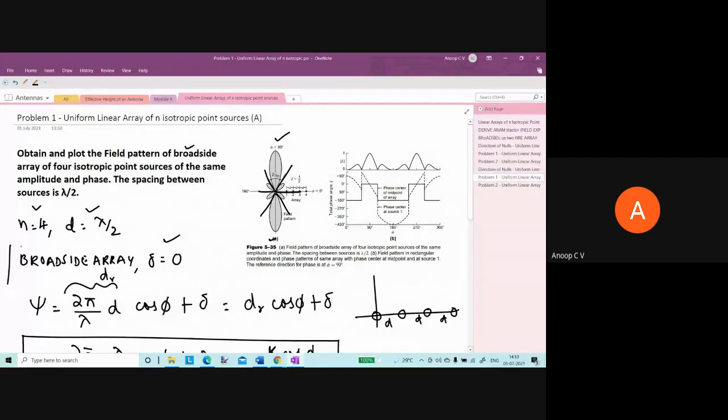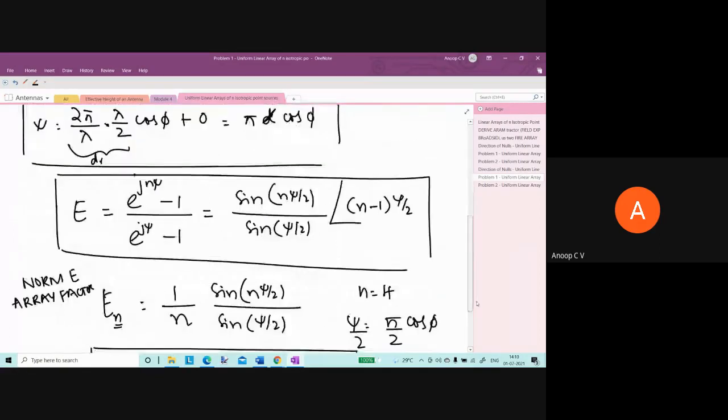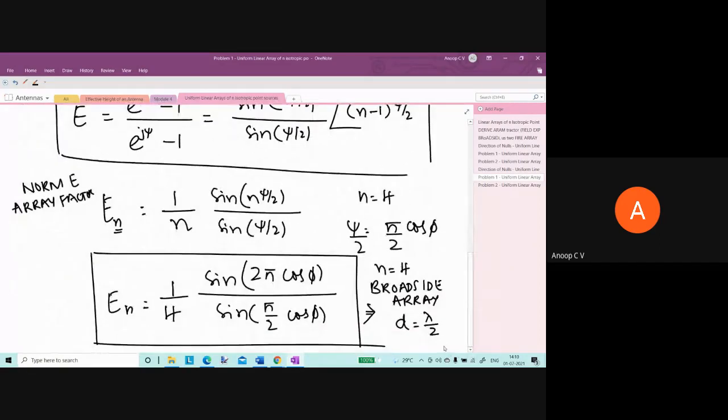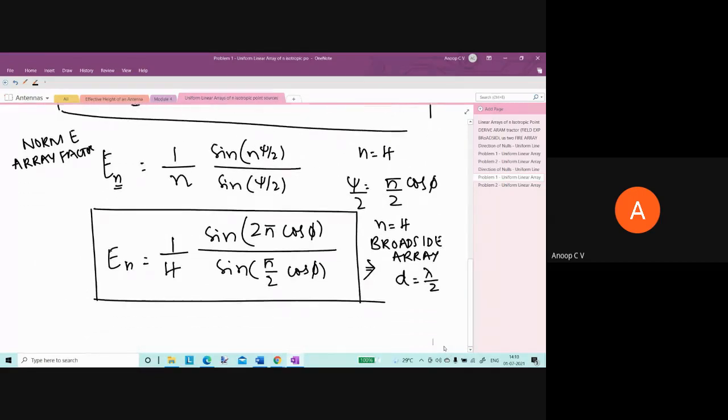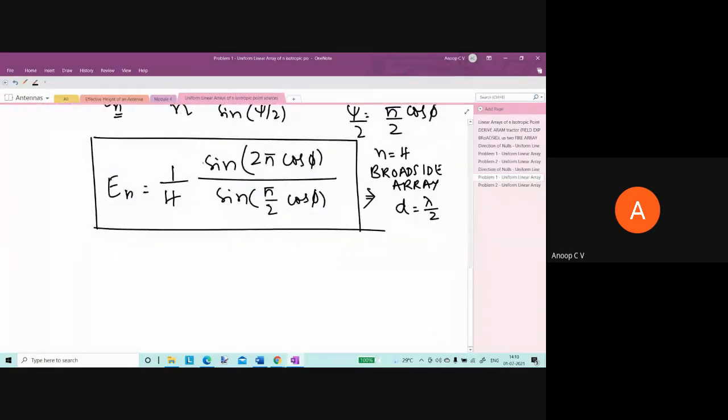As in the question itself, they have given it as a broadside array, we know delta should be equal to 0. We have seen that yesterday. So we don't have to find the maximum again, but anyhow we can find it. We should find the directions of maxima and nulls.